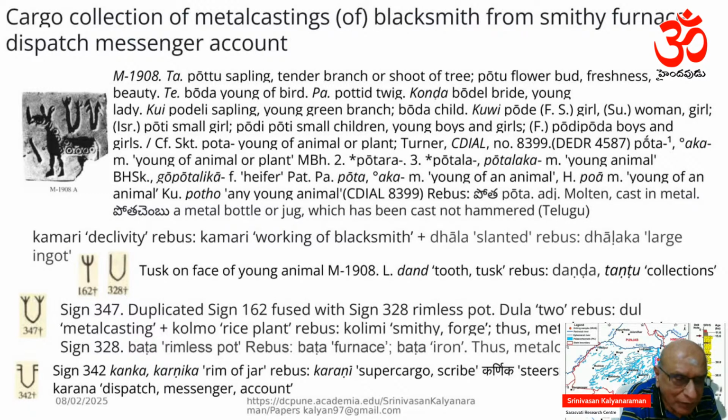For example, sign 347 is a combination of two rice plants. Dula is two. Dula means metal casting. What is a rice plant? Kolmo is a rice plant. Koli means a smithy approach. Metal casting smithy. So metal casting smithy is producing these trade activity documents of workings of blacksmith. That involves metal infusion. Pota. Next, please.